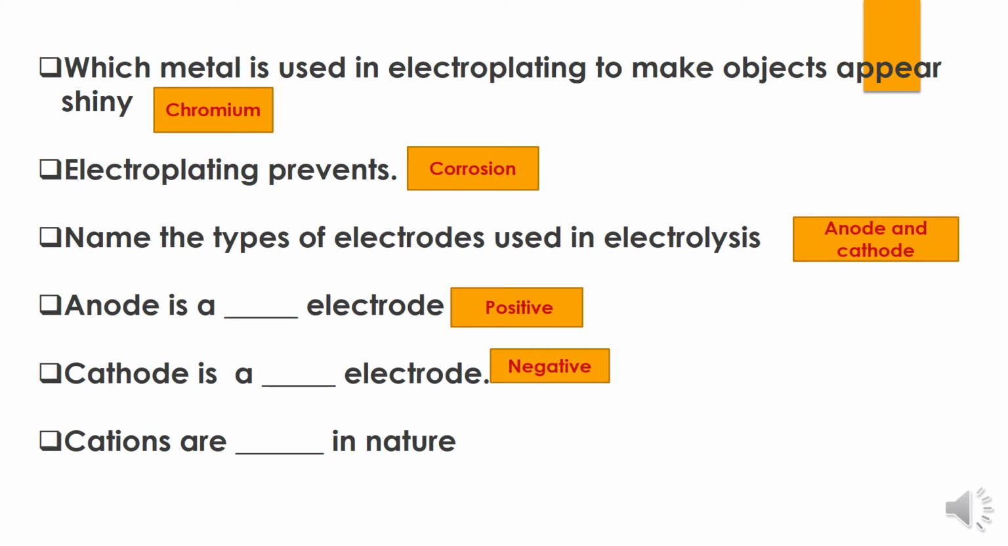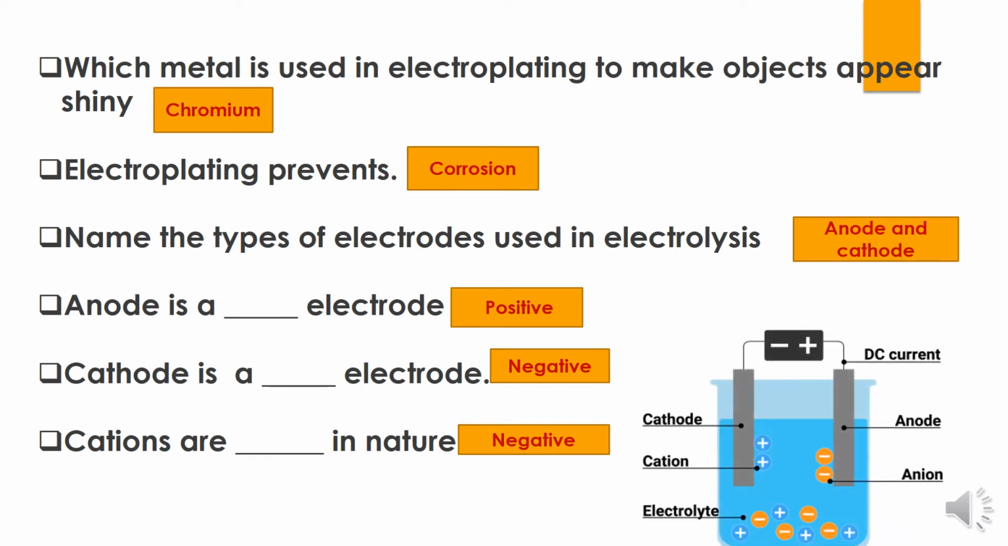Here comes the next one. In electrolysis, when the solution is formed, cations are negative in nature and the solution is this. So this diagram shows the electrolysis where you can clearly see the anode and the cathode. And anions go towards the anode and cations go towards the cathode. So cathode is a negatively charged electrode, whereas anode is a positively charged electrode. Now come to the next question.